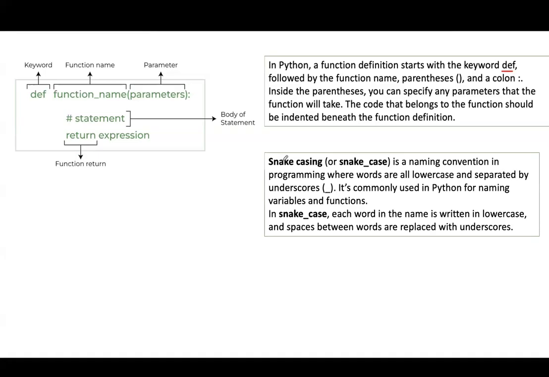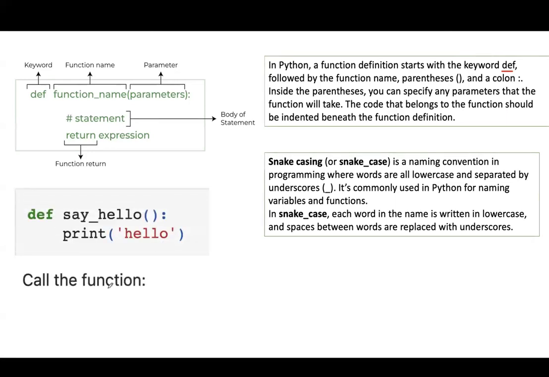What is snake casing? Snake casing is a naming convention in programming where words are all lowercase and separated by underscores. It's commonly used in Python for naming variables and functions. So take a look. We define a function, say_hello. What does it do? It basically prints hello for us. So if we call the function say_hello, the output value is hello.